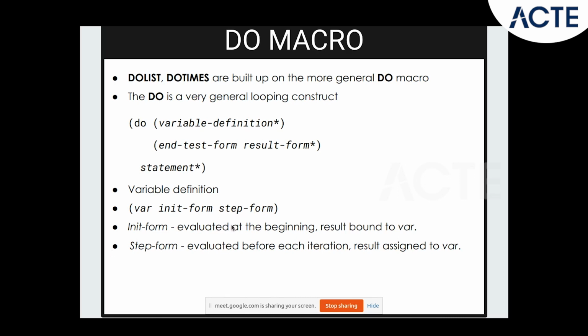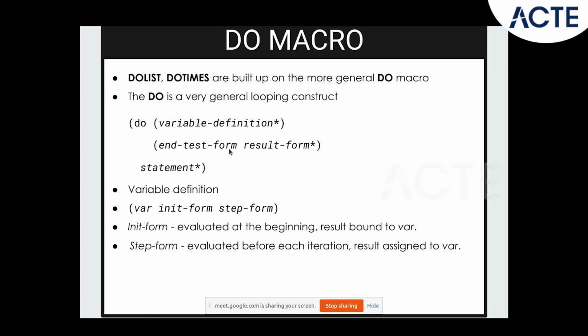So the init form is evaluated. Both are forms, by the way. Just like let. Let also you could have a form, but it would be a variable and then an initial form only. You don't have a second part. But here you can have an init form, step form. Okay. Step form is evaluated before each iteration, and the result is assigned to variable. All right. In short, this is the structure of a do macro.